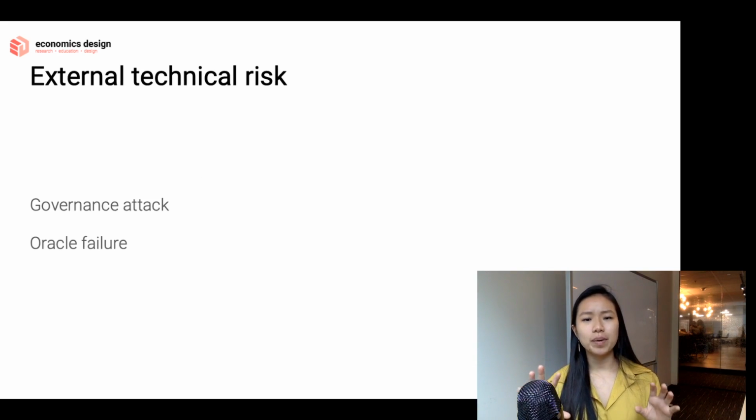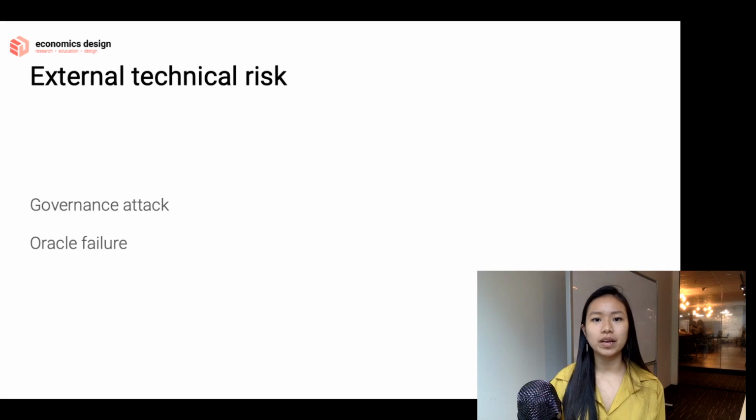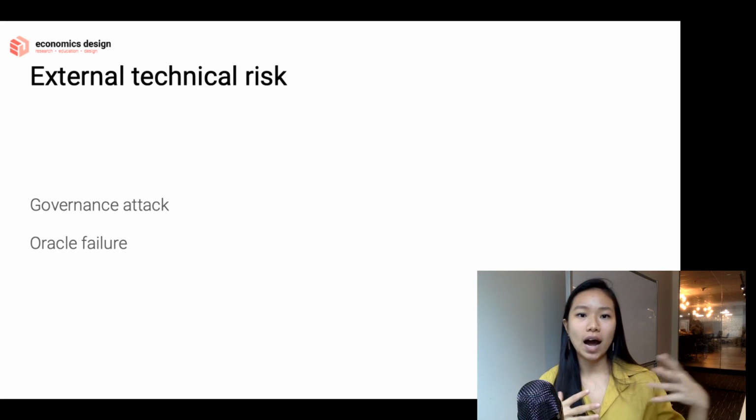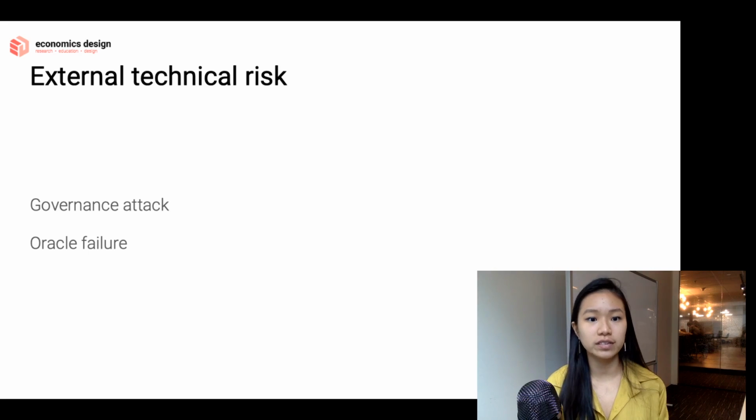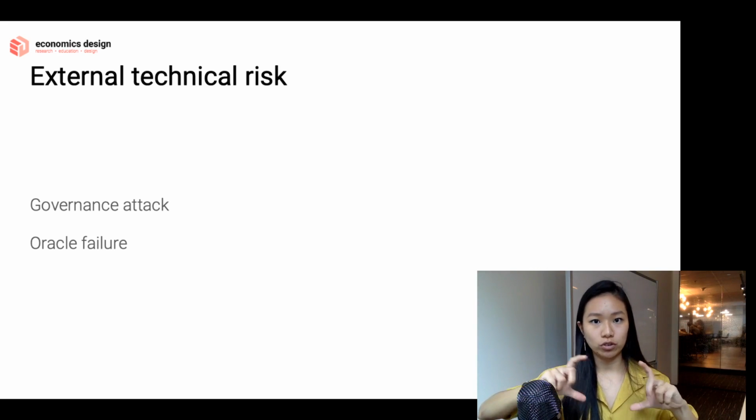External technical risk is a bit more difficult. External technical risk is something a little bit more out of your control. They could still be written in code, technical, right? But it's a bit outside of the scope of your jurisdiction. Stuff like your governance attack, stuff like your Oracle failure. Things that are on-chain, but external to your primary ecosystem. So these are external technical risks.